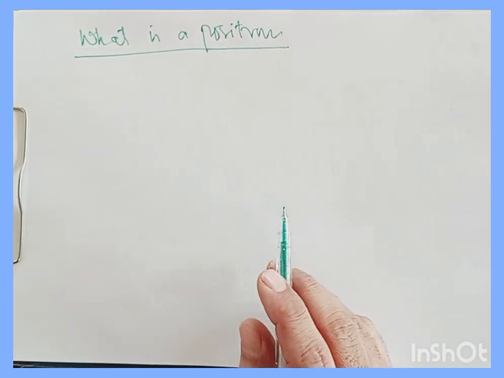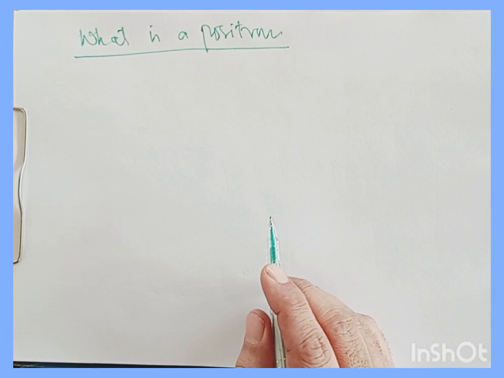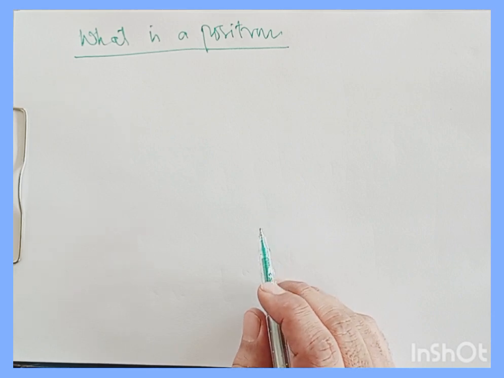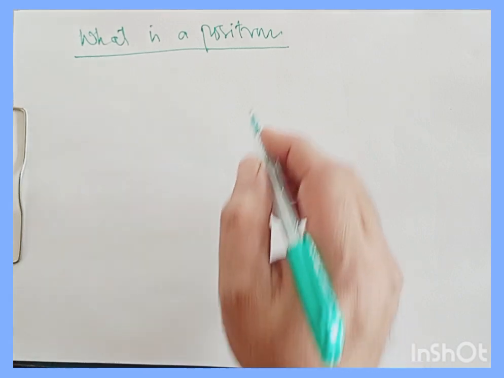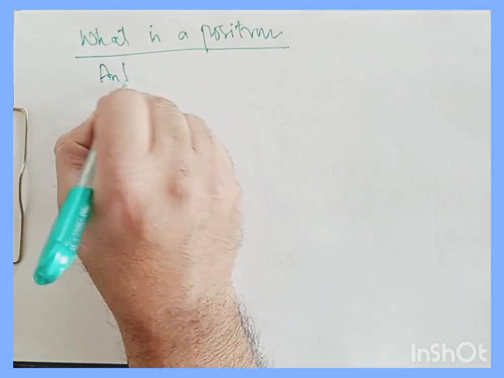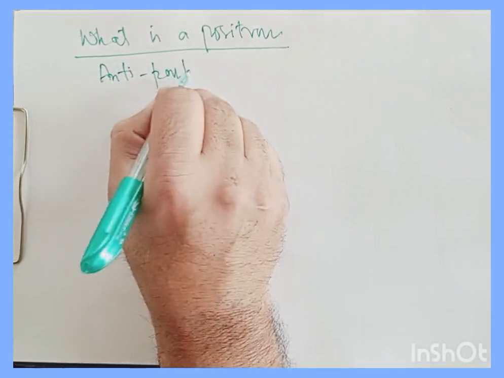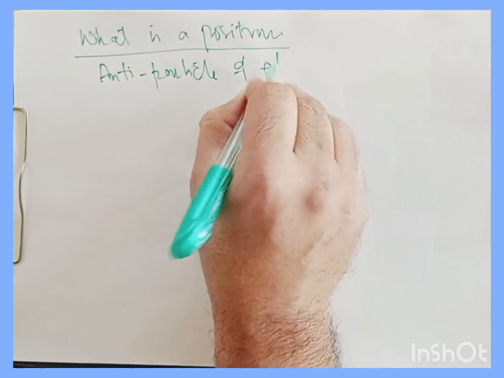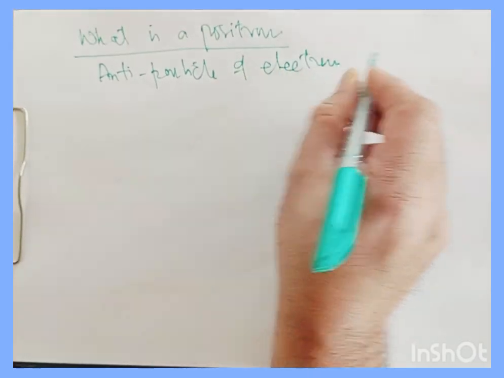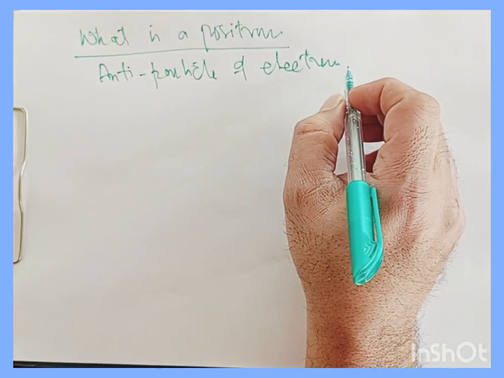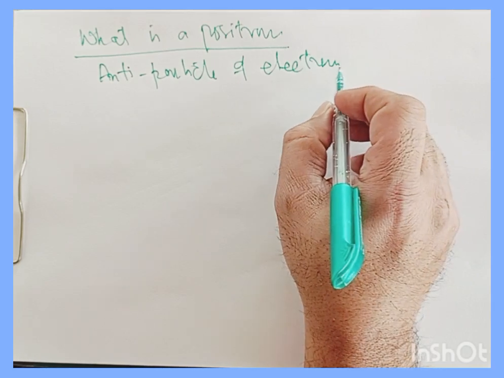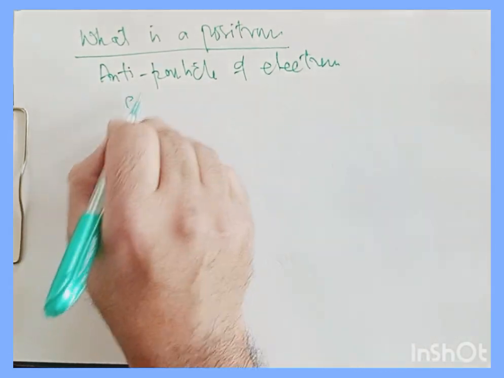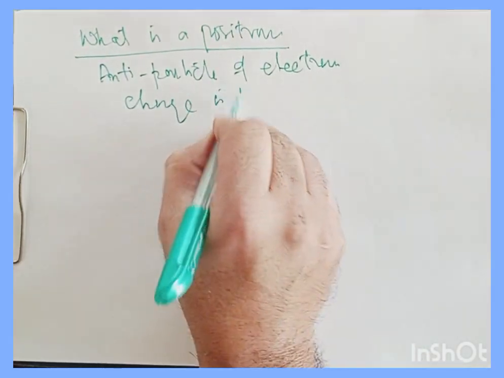Let's talk about the particle known as positron. What we know is that positron is an antiparticle of electron. It has all properties the same as that of electron except charge, and its charge is positive.